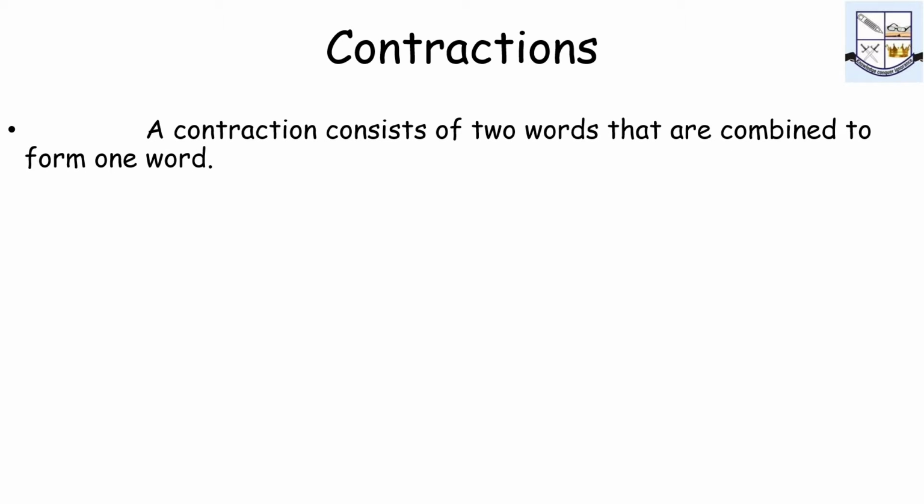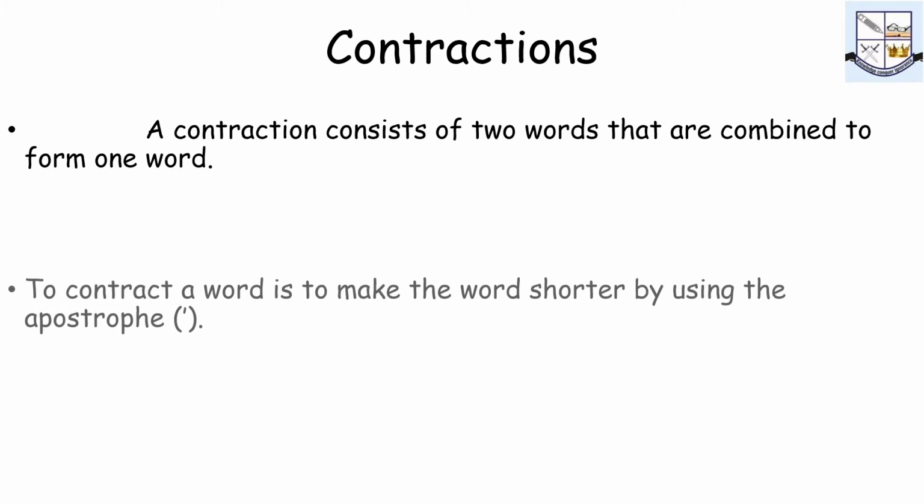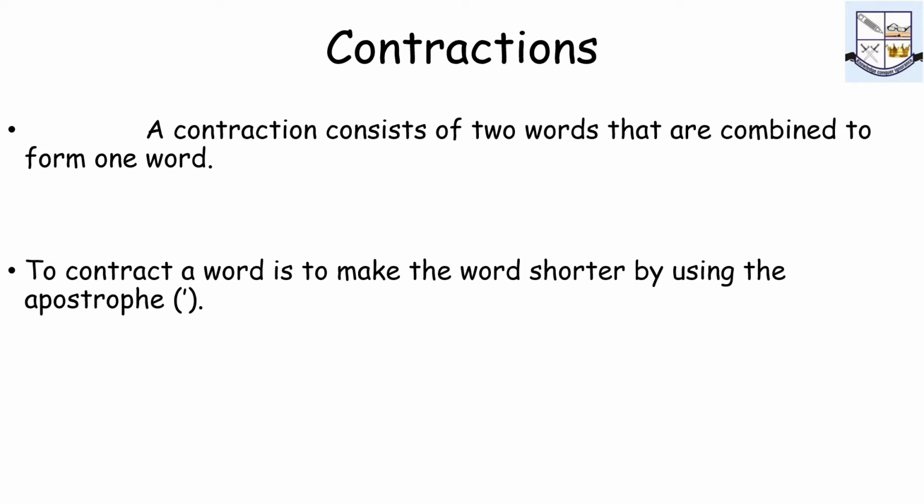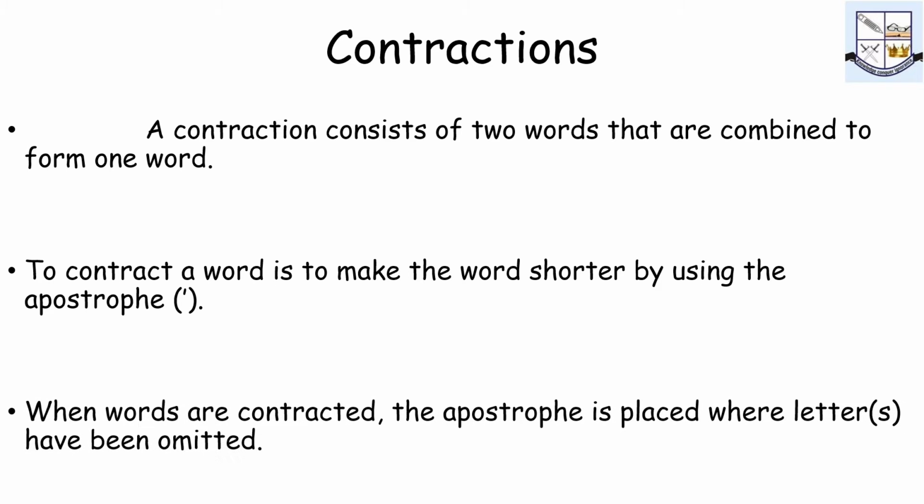Welcome! Today we're learning contractions. A contraction consists of two words that are combined to form one word. To contract a word is to make the word shorter by using the apostrophe. The apostrophe sign is on the board. When words are contracted, the apostrophe is placed where a letter or letters have been omitted.